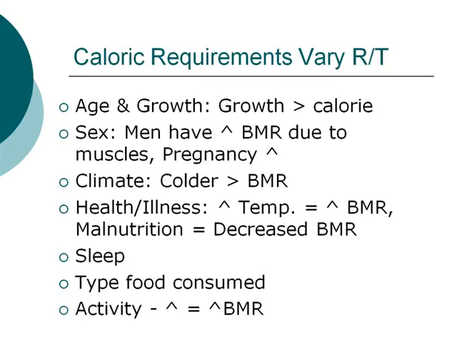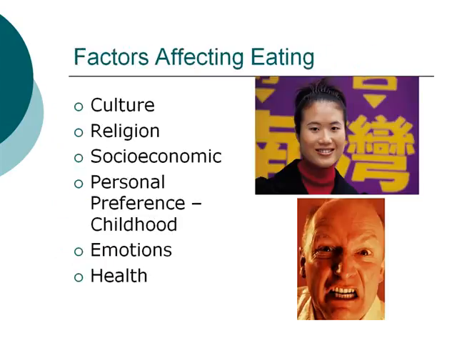And health and illness, increased temperature equals an increased metabolic rate. So if we have a fever, it's automatically going to increase. If we are malnourished, our metabolic rate decreases. And then, what type of food is a person consuming? How active are they? The more active we are, the higher our metabolic rate is.